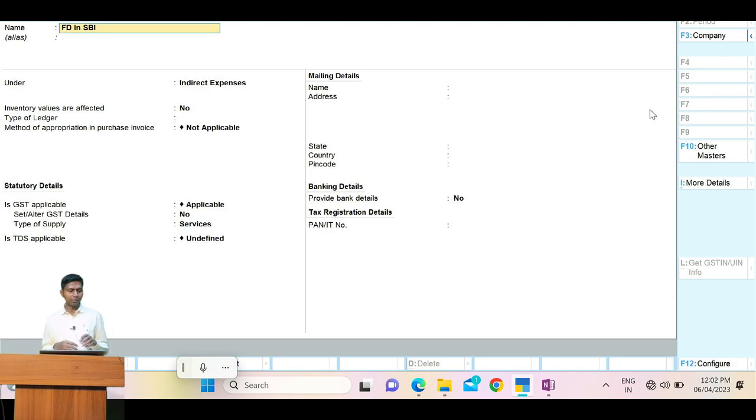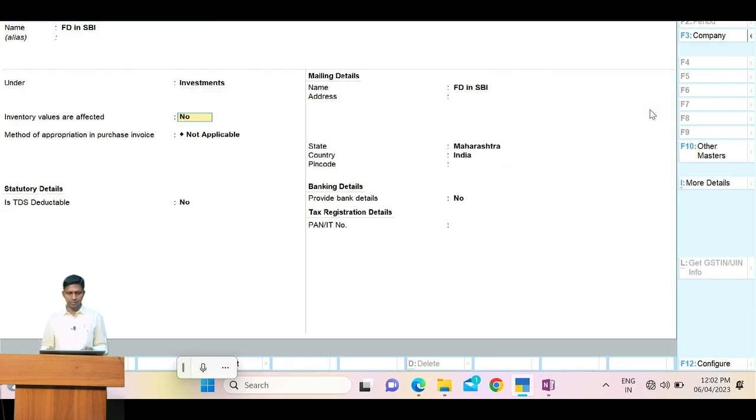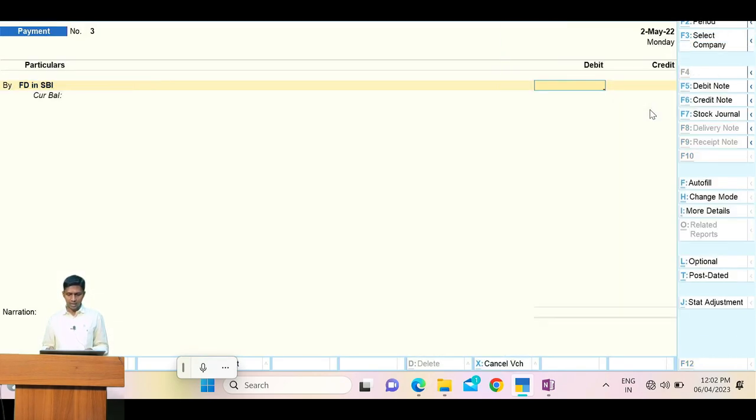In future, if you feel a mistake might happen, then do one thing: create the ledger as fixed deposit in SBI. Don't make the ledger like SBI fixed deposit. Fixed deposit in SBI is more appropriate. And under what? Investment. Therefore, select investment. It should not affect the inventory. Enter, enter, enter, enter.